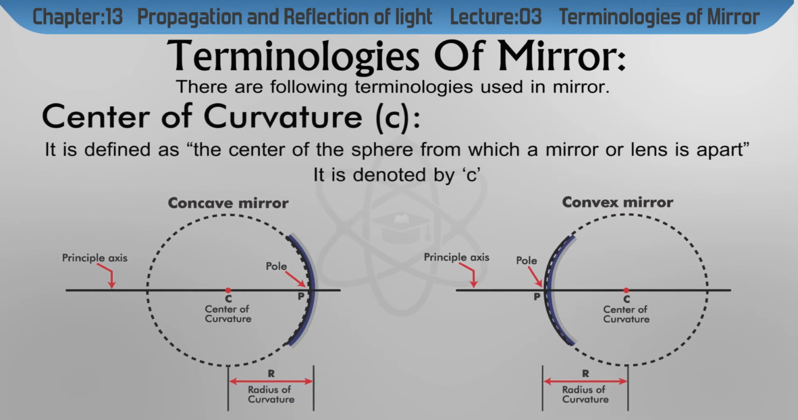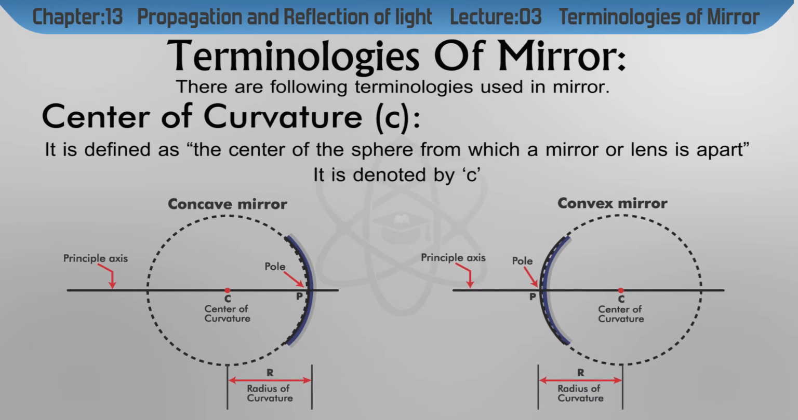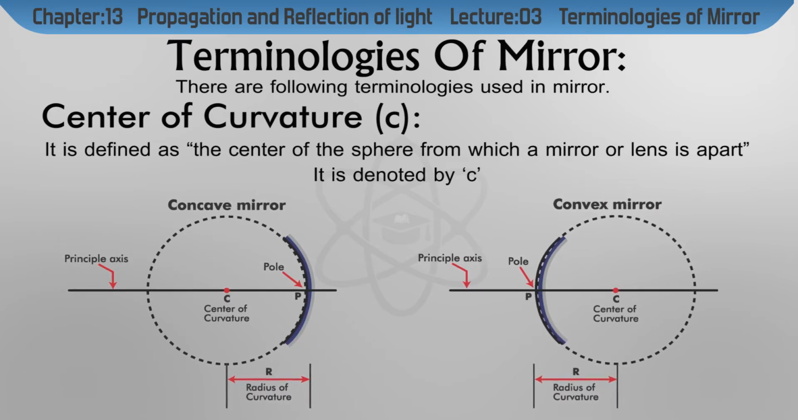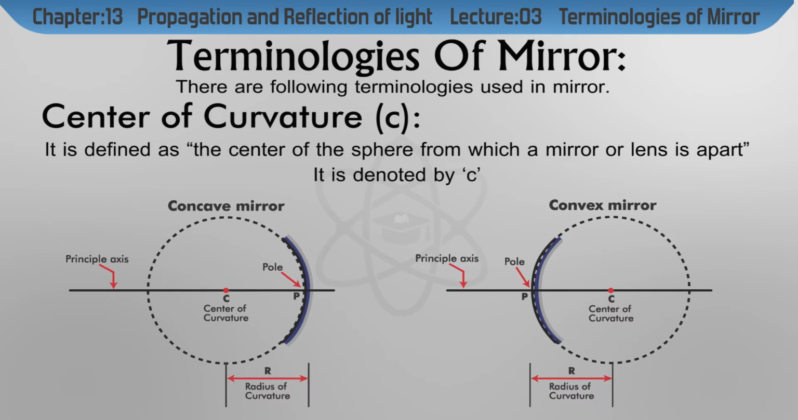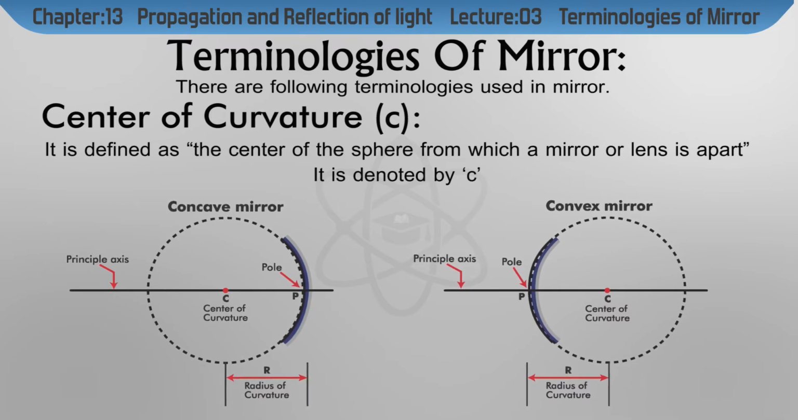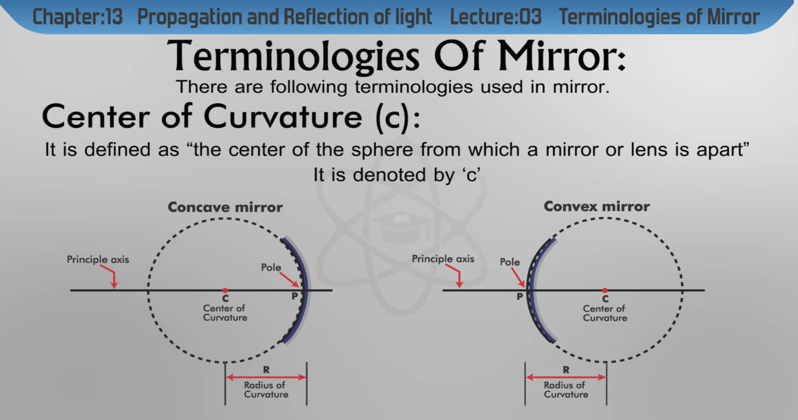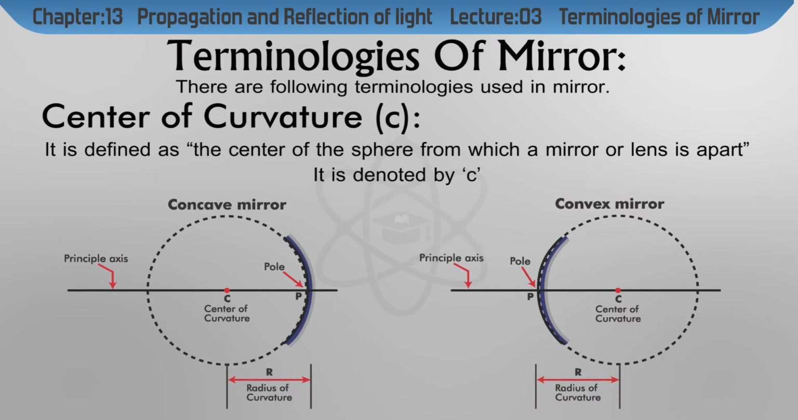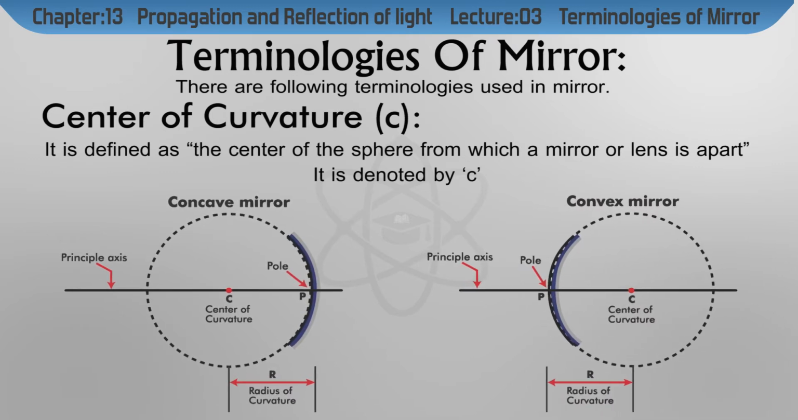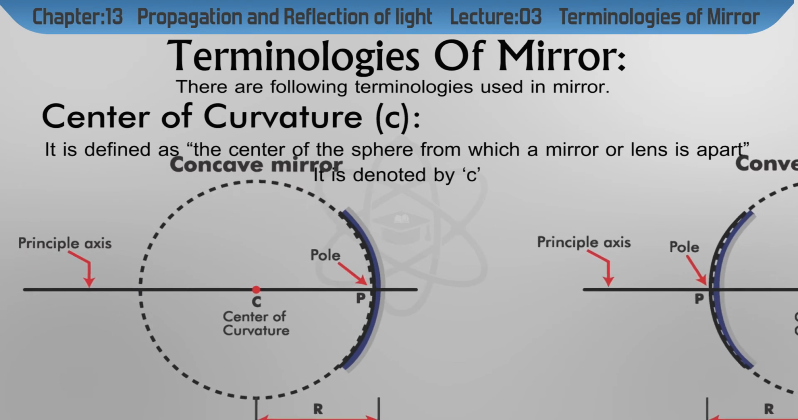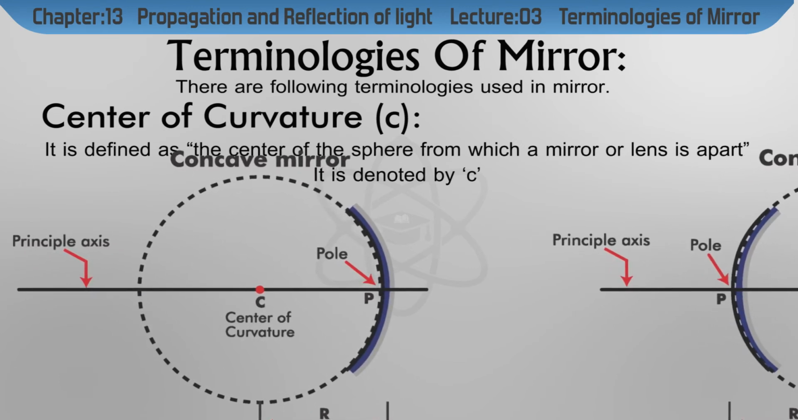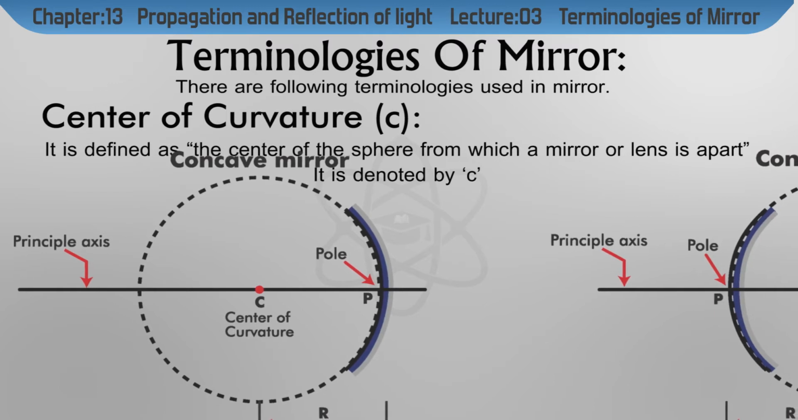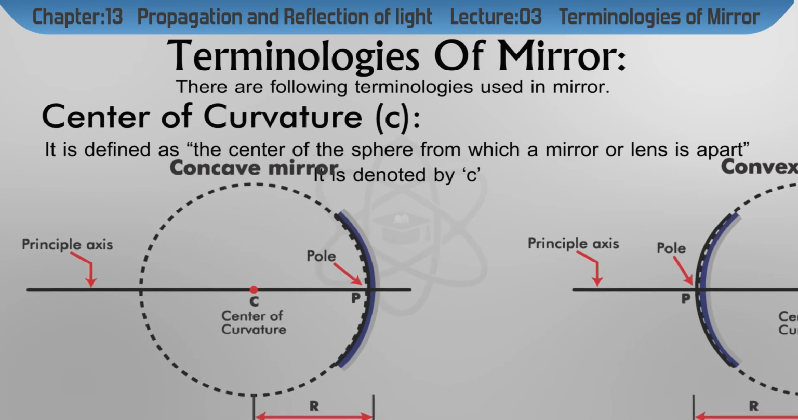Next, center of curvature. Center of curvature means the center of the sphere from which a mirror or lens is a part. Any sphere, if we cut a piece of its circumference, that piece will be curved. If we polish it from one side, the other side will become shiny and this will become a mirror. Likewise, if we join two curved surfaces, a lens will be formed. So center of curvature is the center of the sphere. It is denoted by C.